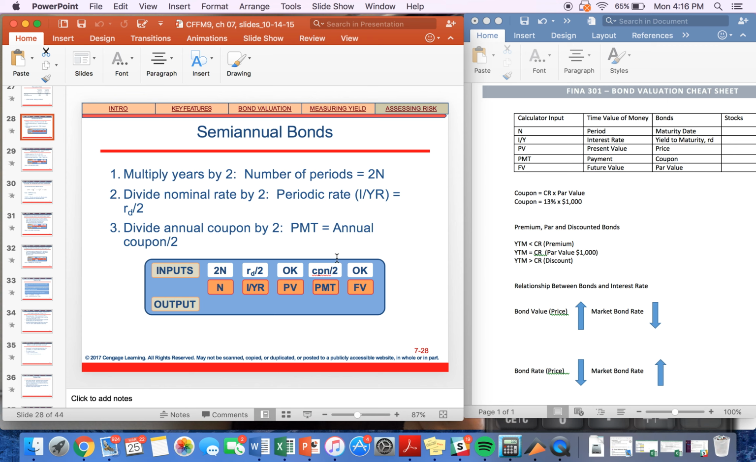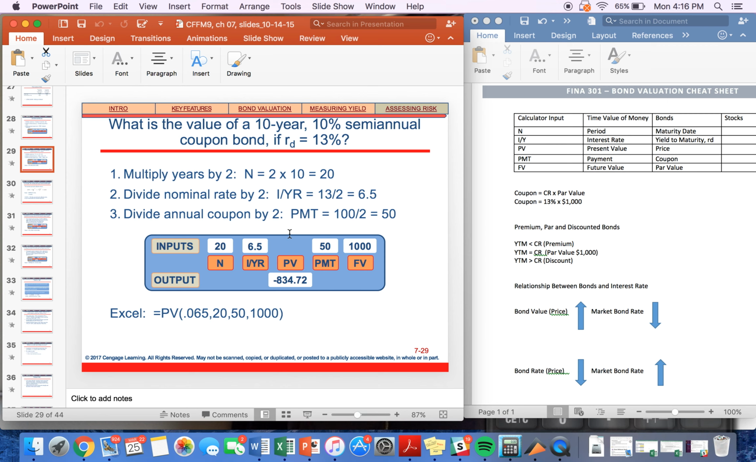So let's go ahead and apply these rules real quick. It says, what's the value of a 10-year, 10% semi-annual coupon bond if the rate or yield to maturity is 13%? If I follow my rules, my N or my maturity is 10, but because this is semi-annual, I multiply it by 2 and I get 20, okay? Then I have to divide my rate. Your yield to maturity was 13%, but if we divide that, it becomes 6.5, okay? And then your coupon, you can solve this one of two ways.